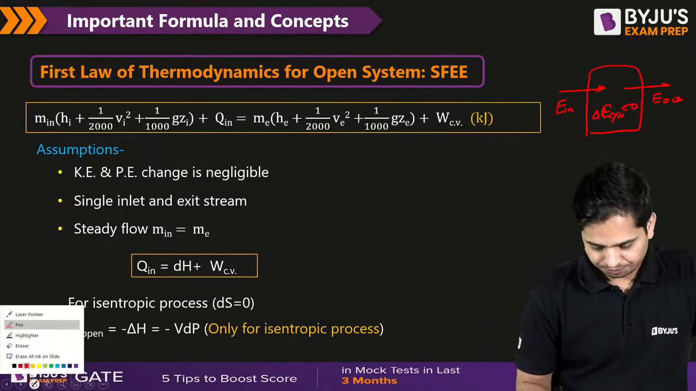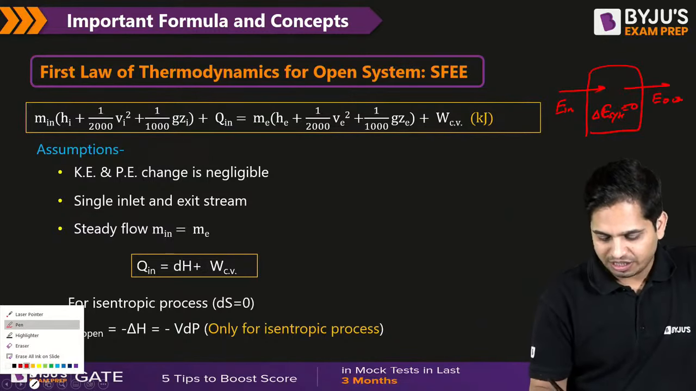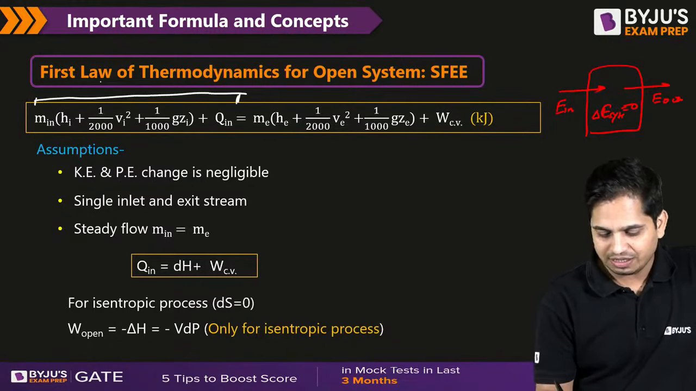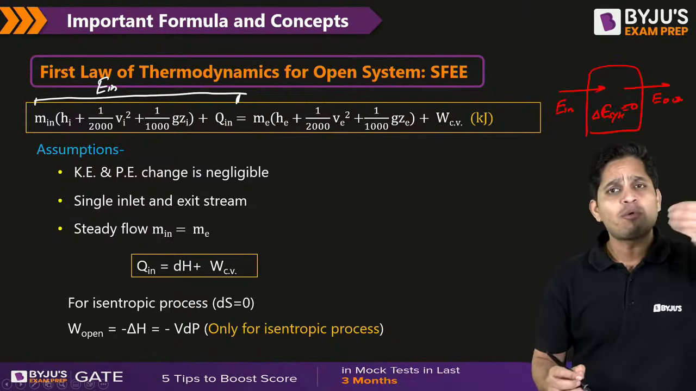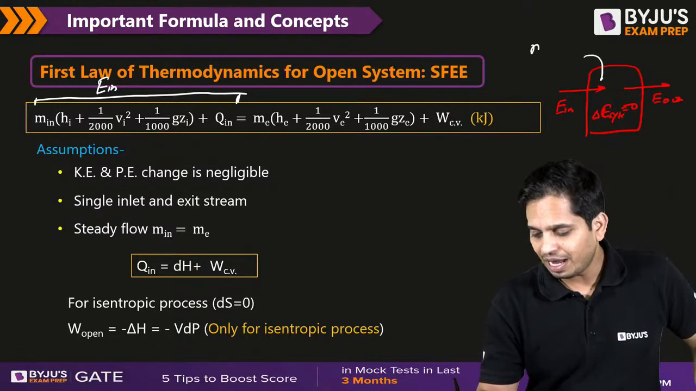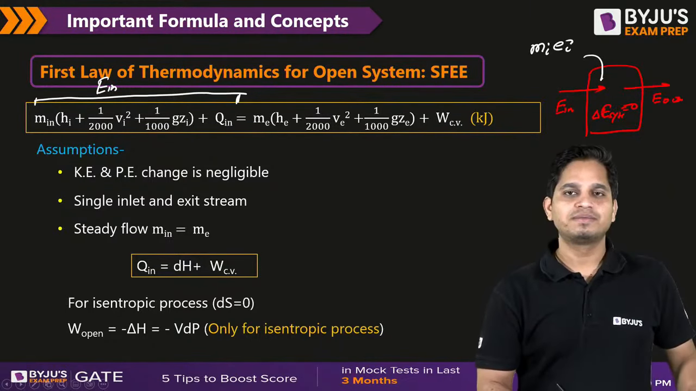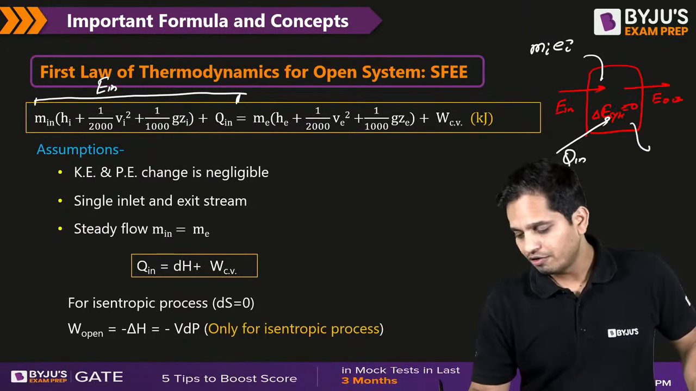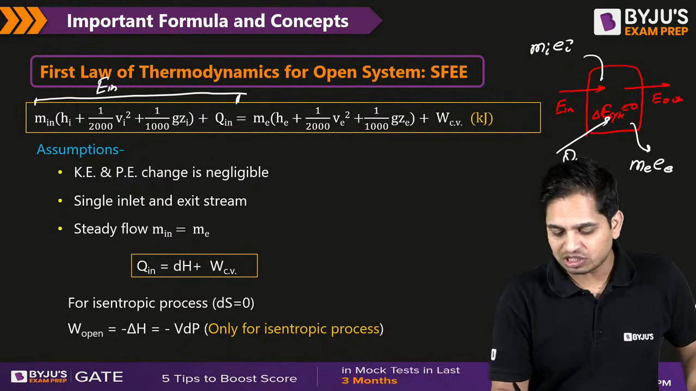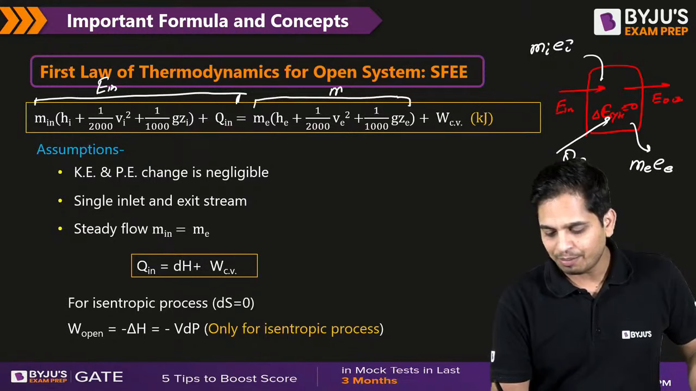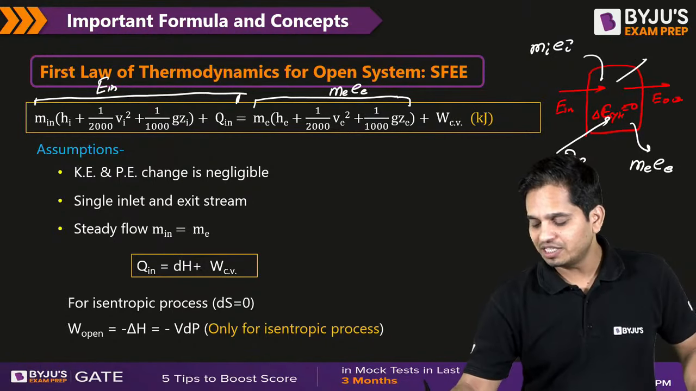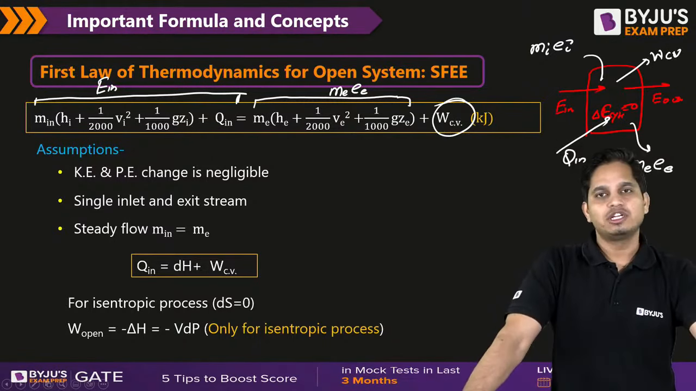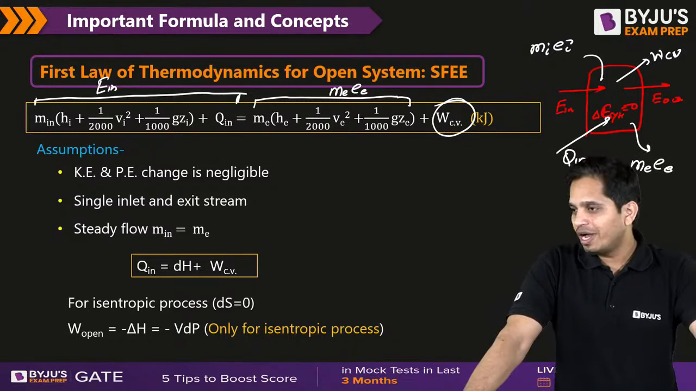So this whole thing is your energy in. Energy is coming in the form of mass. Whenever mass is entering, Mi, it is bringing some energy with it. And if I am giving some heat, that is also energy in. Also, when some mass is going out, it is taking out some energy with it. This is Me. And this system is giving me some work. So this is your steady flow energy equation.